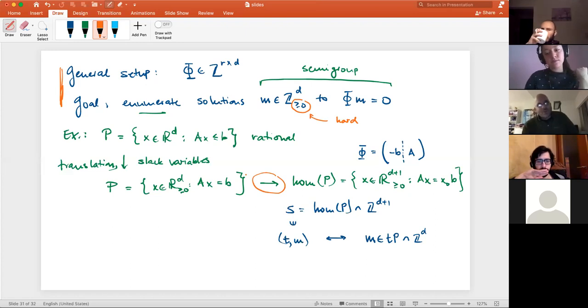If you have a polytope by itself, there is no algebraic structure a priori. But as soon as I go one dimension higher and do this coning thing, I have a semigroup, and then I can play this game.